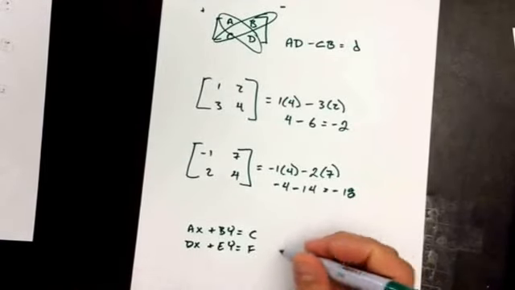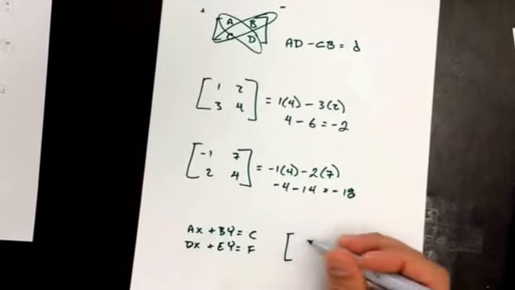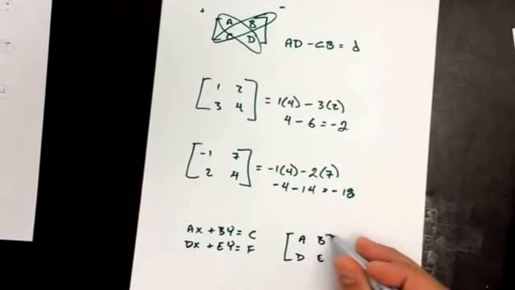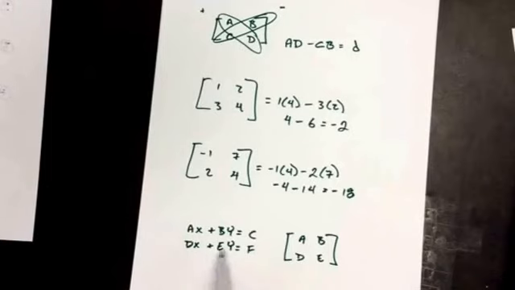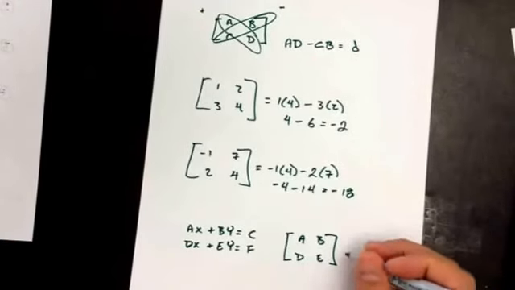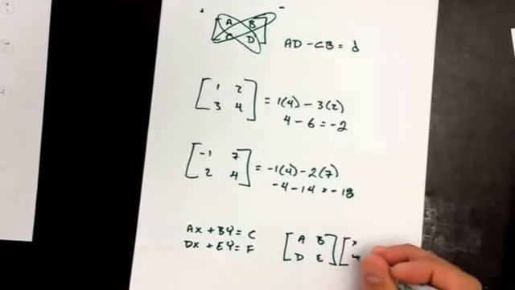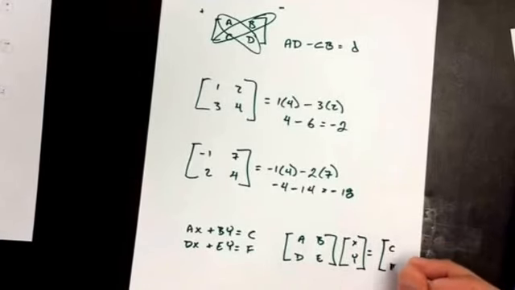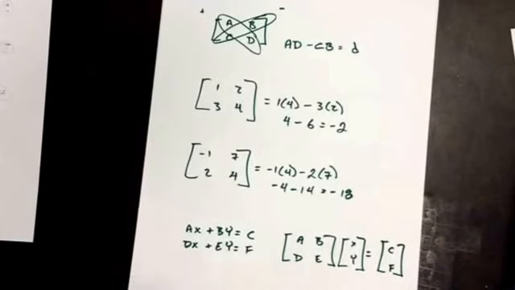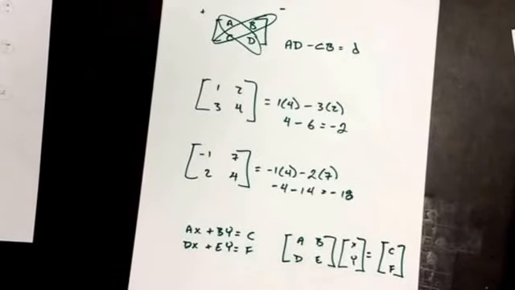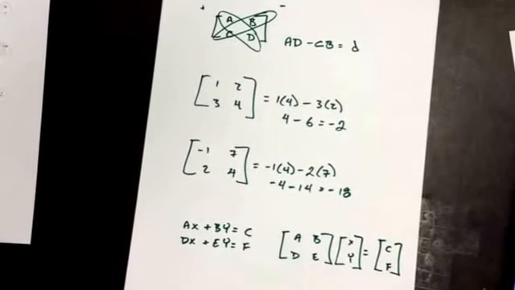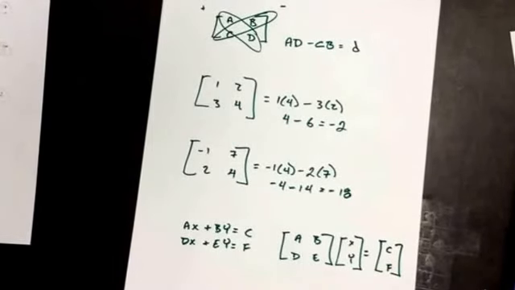I can rewrite this into a matrix equation by saying a, b, d, e. These are just the numbers in front of my variables. And then I'm going to multiply that times x, y, and that's going to equal c, f. That's just setting it up, okay? Now I want to use these columns the same in Cramer's rule as they show up here.